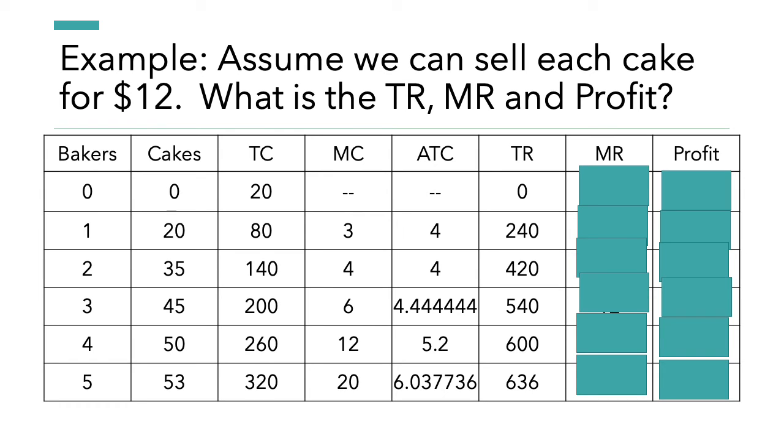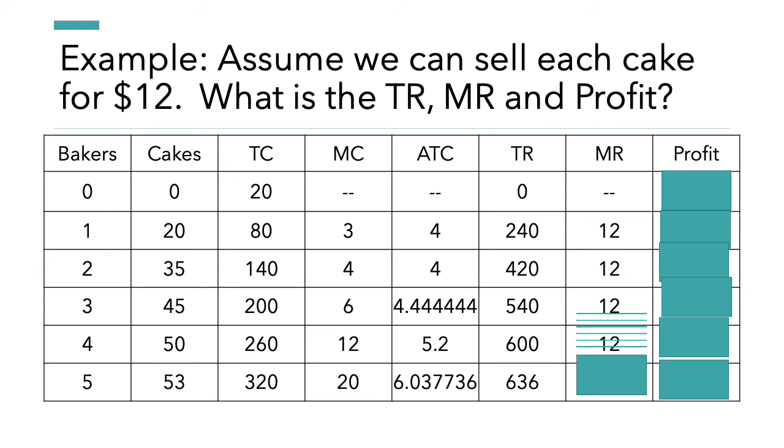When we go to the marginal revenue, we're calculating the change in total revenue divided by the change in cakes. So the first series of cakes between 0 and 20 give us a marginal revenue of $12. Second series also 12, 12, and 12. Notice the marginal revenue is effectively equal in this case to the price. That may not always be the case.